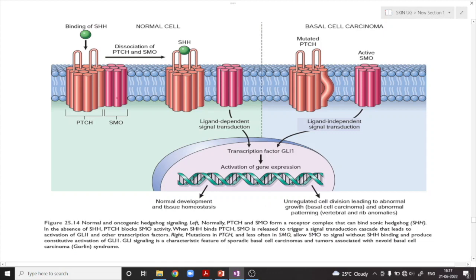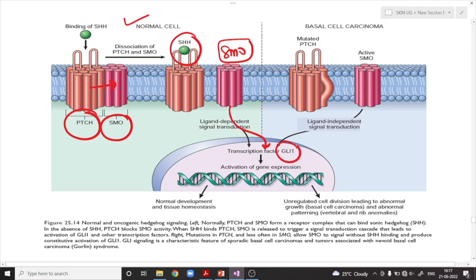Remember, there is a particular gene over here, that is the PTCH gene, which is involved in the pathogenesis of basal cell carcinoma. In the normal cells, the PTCH gene is basically holding the SMO gene, and it is regulating this gene. Only when SHH, the sonic hedgehog, binds with the PTCH, the SMO becomes free, and this SMO causes transcription of genes like GLI1, and ultimately there will be cell growth and division.